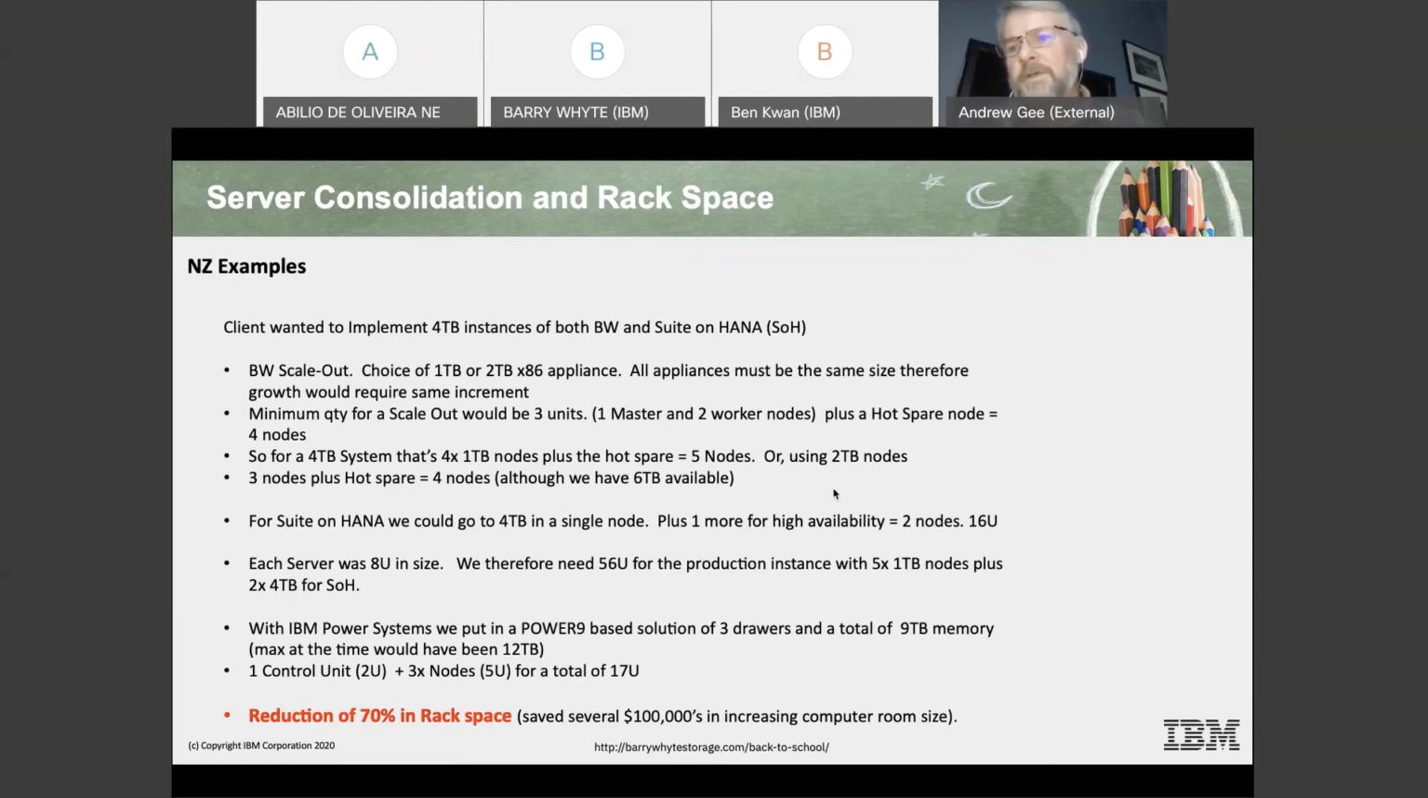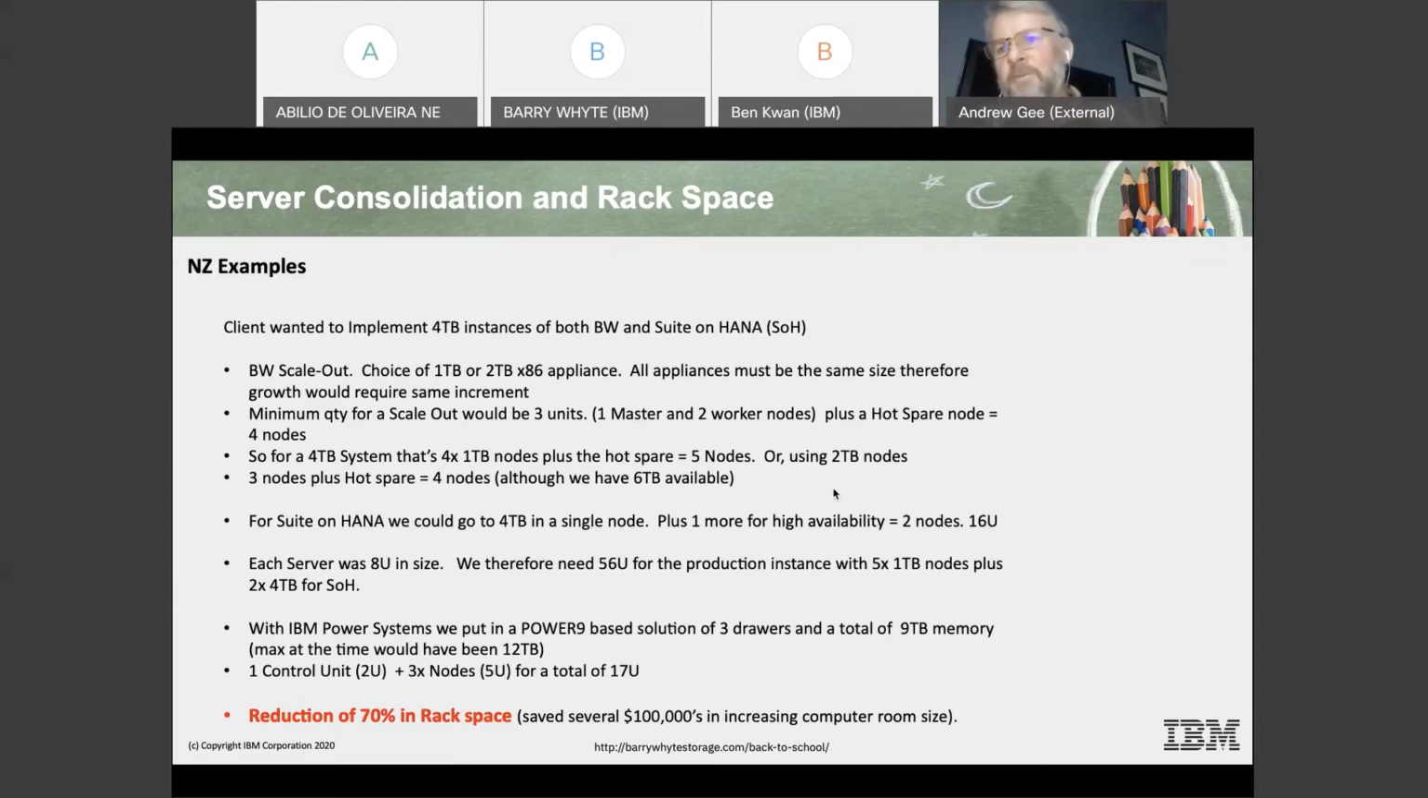But then we'd want a high availability node, so that would be 4 nodes. For a 4 terabyte system, that's 4 1 terabyte nodes plus the hot spare, or 5 nodes. Or using 2 terabytes, we could go down to 4 nodes, although we've got 6 terabytes usable. So the client decided, we've got a production system, and we need a dev system, and a test system, and a DR system. And so that starts to add up.